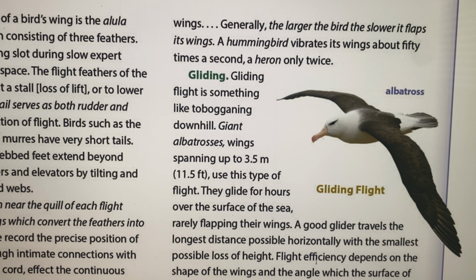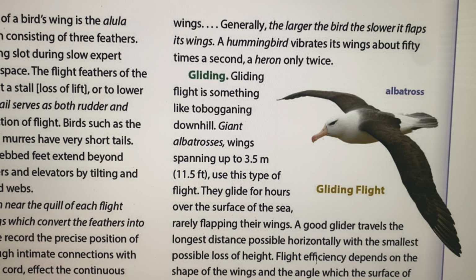Now we're going to talk about gliding, like the albatross there. The gliding is like a toboggan downhill, like you're getting on a toboggan, jumping, and just gliding all the way downhill. That's that glide. The giant albatross has a 12-foot wingspan and it glides for hours. And then we have the lighter birds that have large wings. They glide more slowly. And then these heavy birds with the small wings can get greater speeds going.